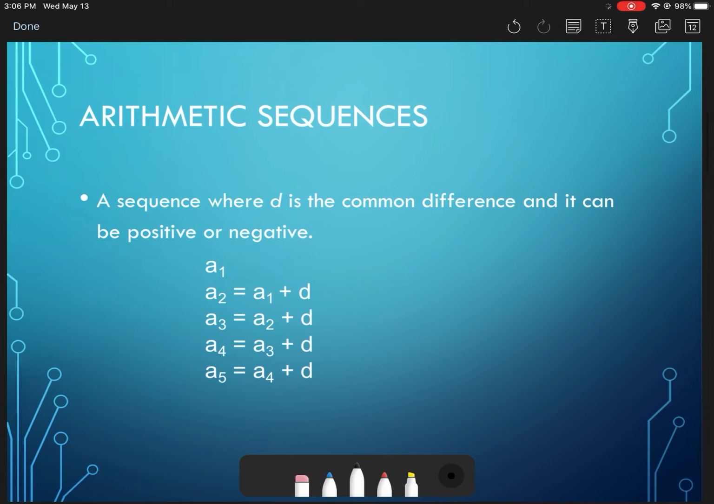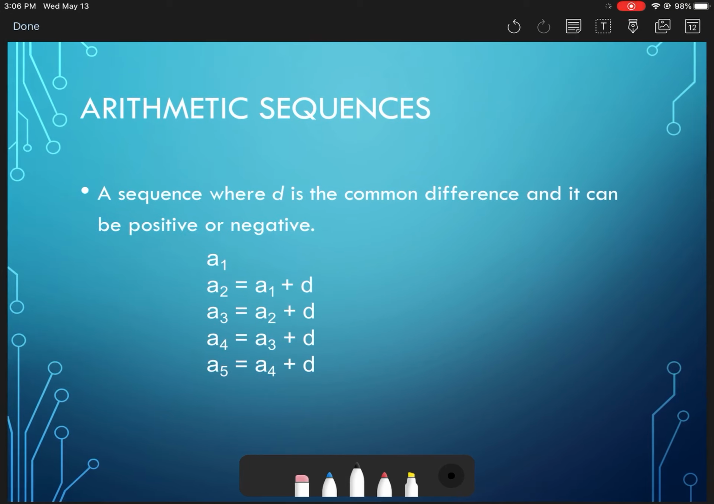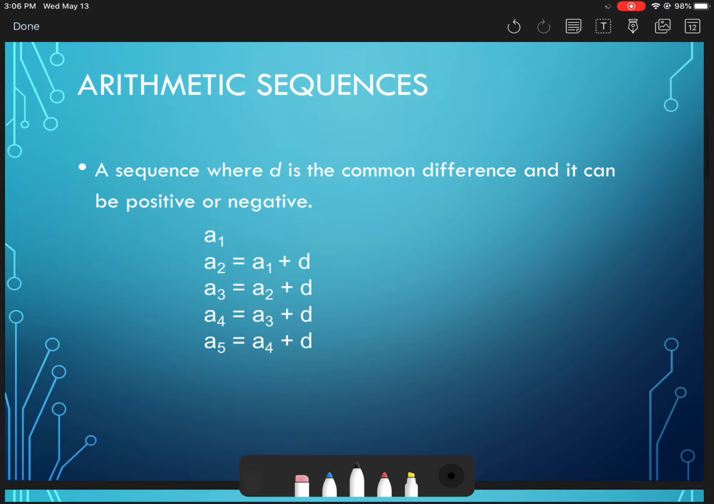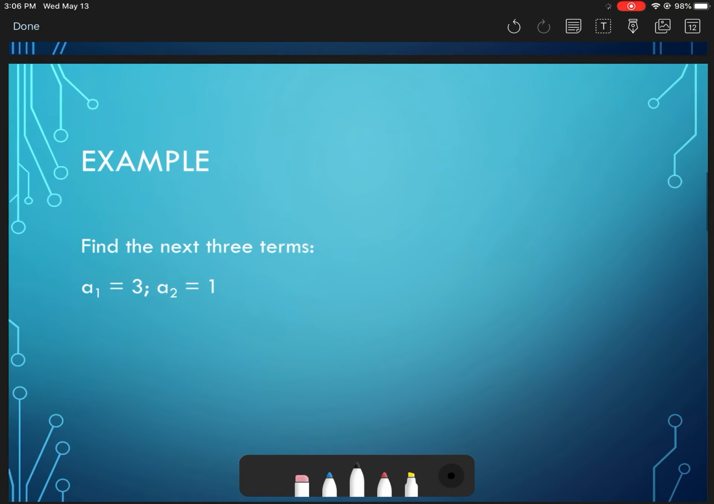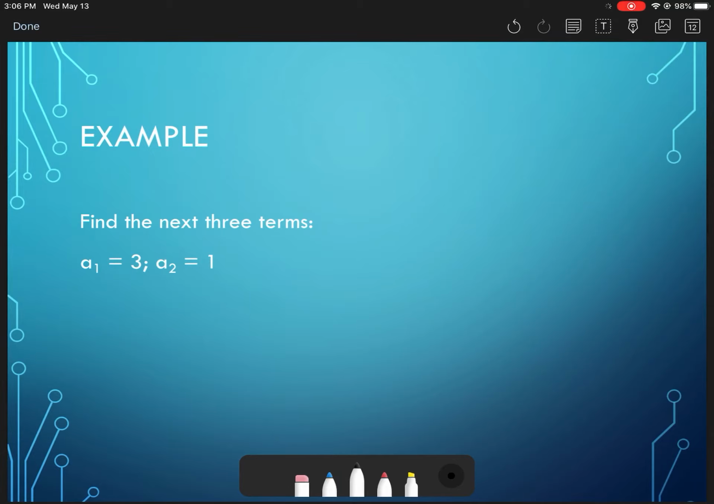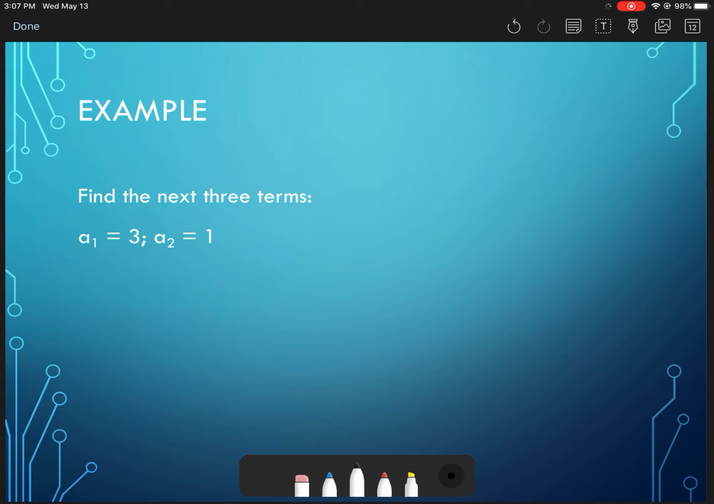It allows you to find the 277th term, okay, instead of having to sit there and constantly add on to the last one. A sequence where d is the common difference, and it can be positive or negative, is an arithmetic sequence, okay? So arithmetic sequences just come down to adding or subtracting to get to the next term, okay? So here, find the next 3 terms.